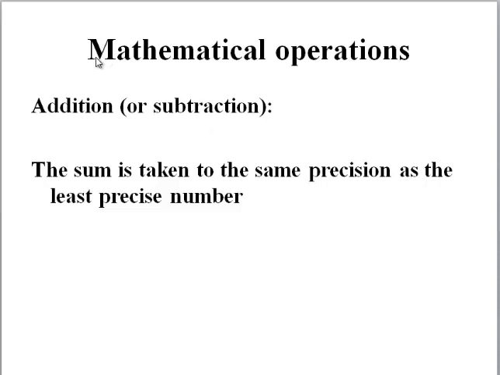Once we've learned which figures are significant and how to count them, we move on to mathematical operations with significant figures. There are 2 rules. One rule for additions or subtractions. This rule is relatively straightforward to understand. In an addition, the sum is taken to the same precision as the least precise number added.